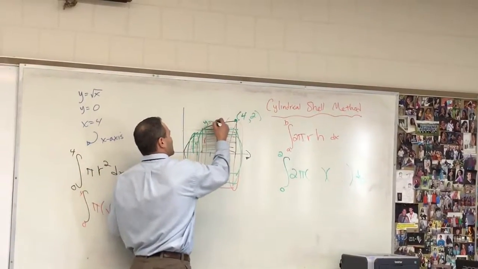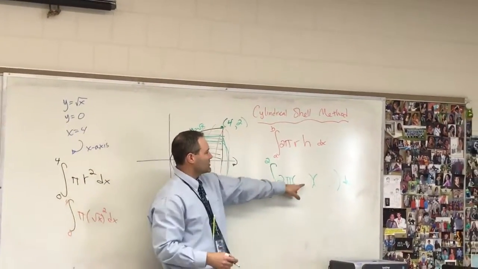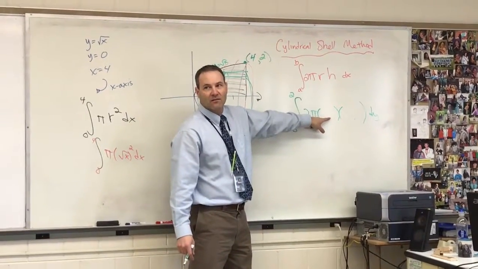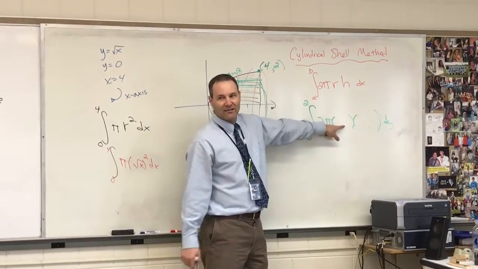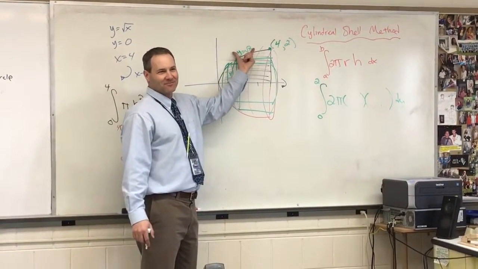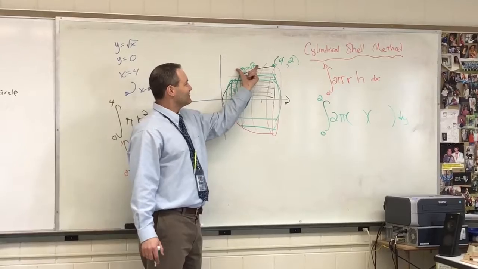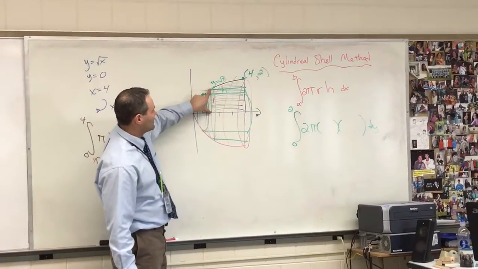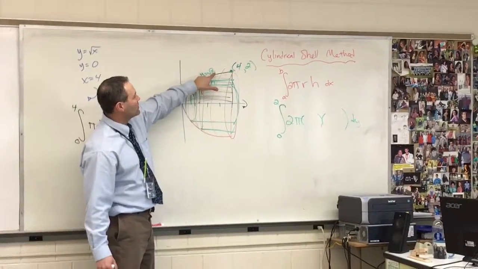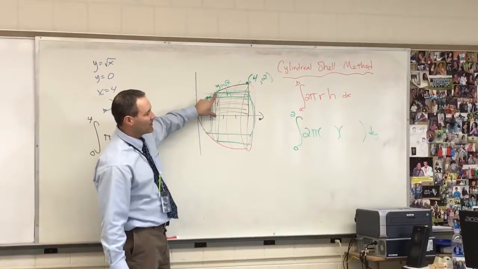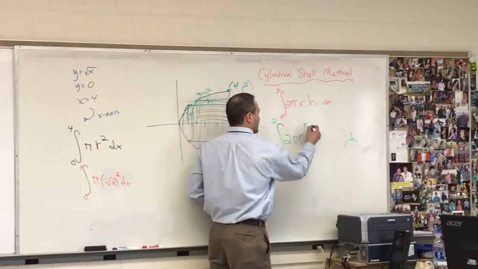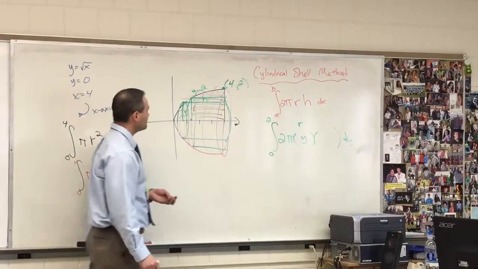This is y equals the square root of x. But we're not going to put square root of x right here. We're going to put y there, because y is equal to the square root of x. So if we're integrating with respect to x, we would use the square root of x. We're not, we're integrating with respect to y, so we're going to use y right there. That's my radius.